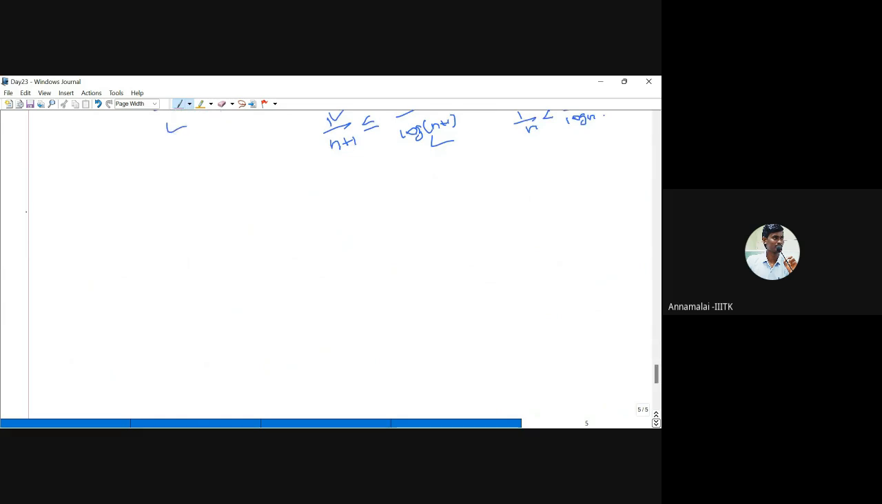11th problem. Suppose f is a function defined by f of x equal to e power x if x is rational, and e power 1 minus x if x is irrational. Here x varies in the open interval (0, 1), so f is defined on the open interval (0, 1).